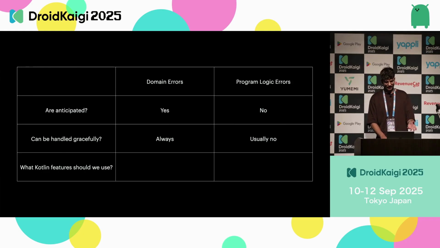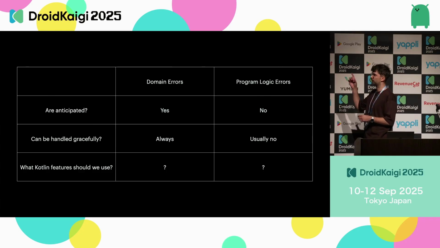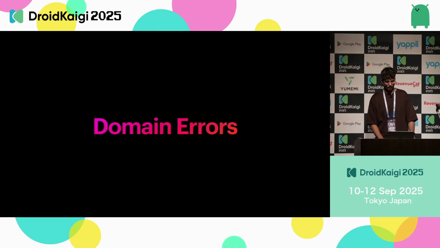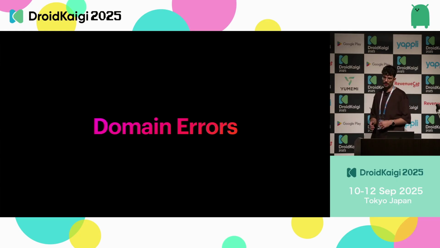And the last, most important question: what Kotlin feature should we use to handle them? And this is the actual question that I will try to answer in this presentation. So let's start with domain errors. I will use one very simple example for trying to model domain errors, and we'll apply different error handling strategies, and we'll see which one is the best.